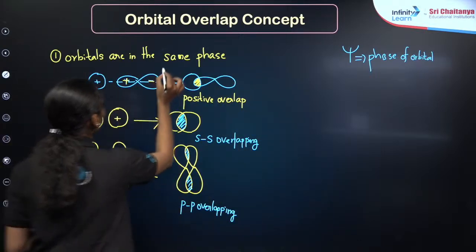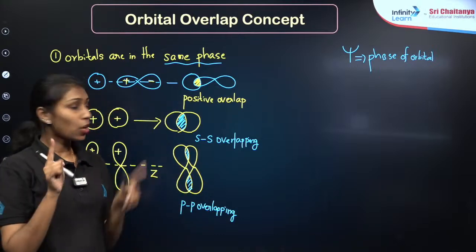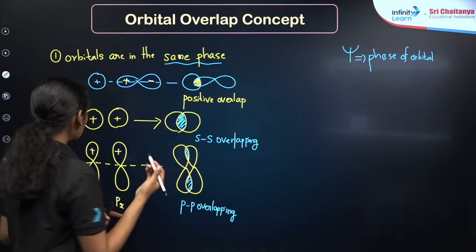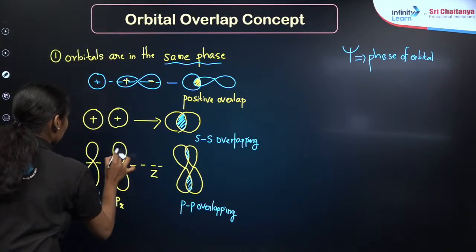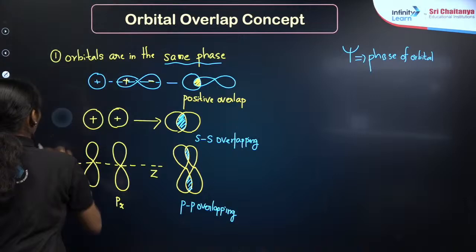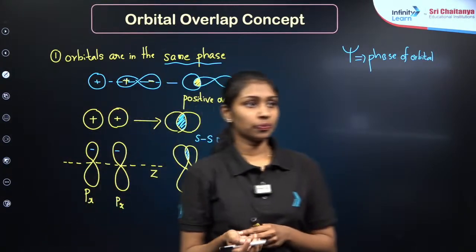The major condition to form the positive overlapping is that it should be in the same phase, whether it is in plus or minus. You can form the bond like this even if both have the negative sign also, right? If both are in the negative sign, you will form the positive overlapping. Clear?